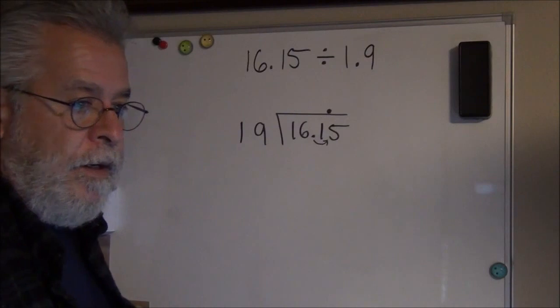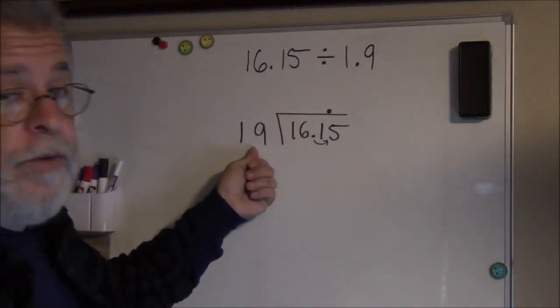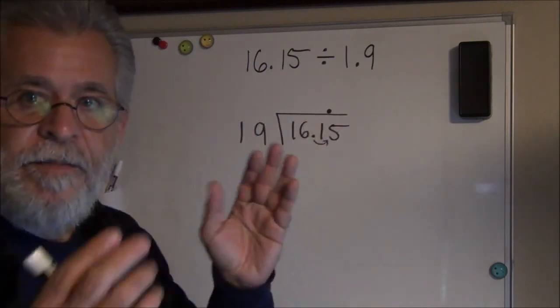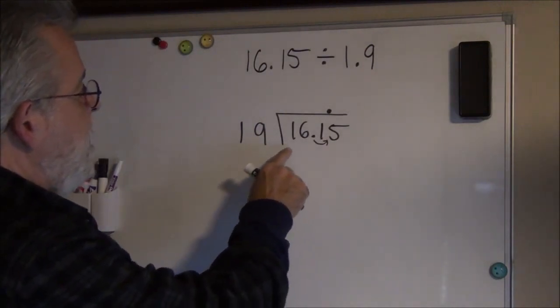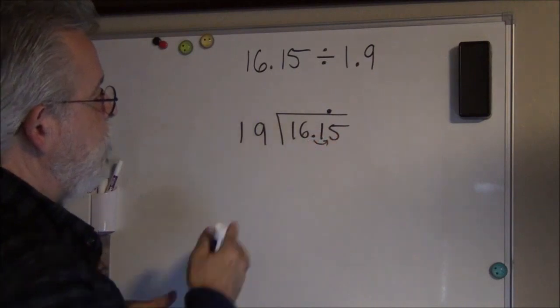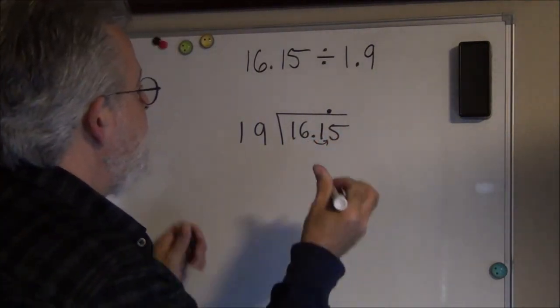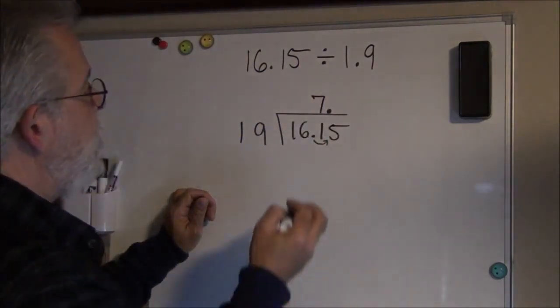So this is where sometimes you have to try to guess. Dividing with 2 digits, you know, it's not an exact science every time, so you ballpark it. So I'm looking at how close 16 is to 19. I'm going to start with 7 and see if 7 works, and if it's too small I will just adjust.